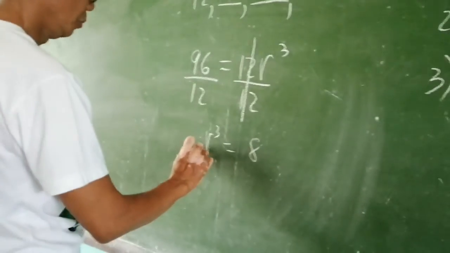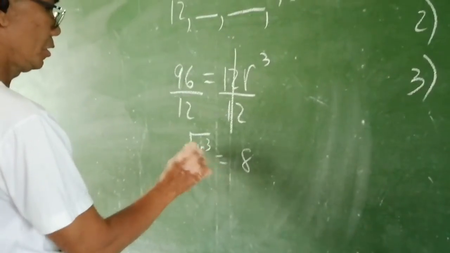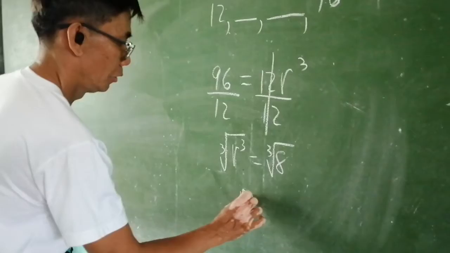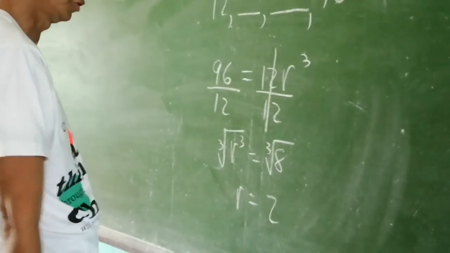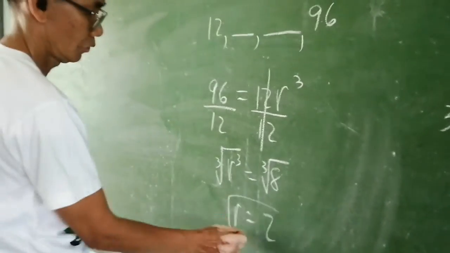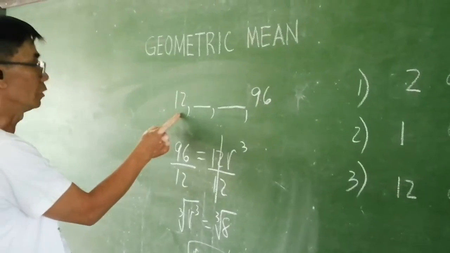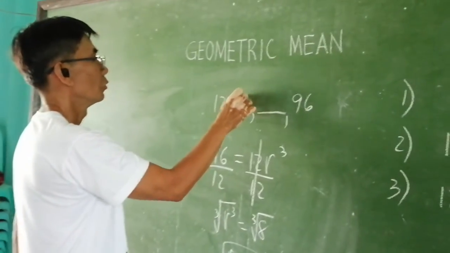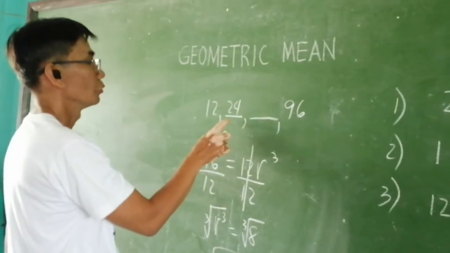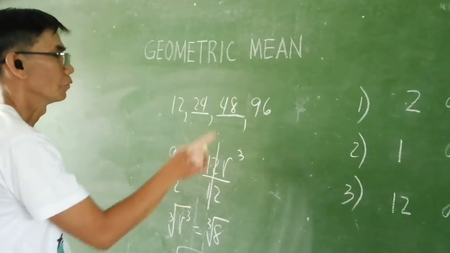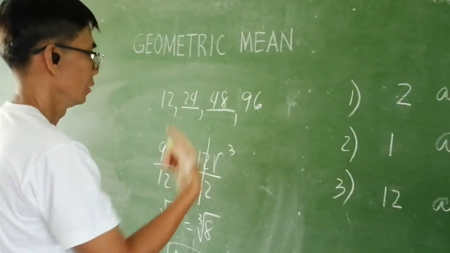So take the cube root on both sides. Cube root of both sides. So r will be 2. Cube root of 8 is 2. So therefore, the next term for this is 12 times 2, which is 24. 24 times 2 is 48. 48 times 2 is 96.